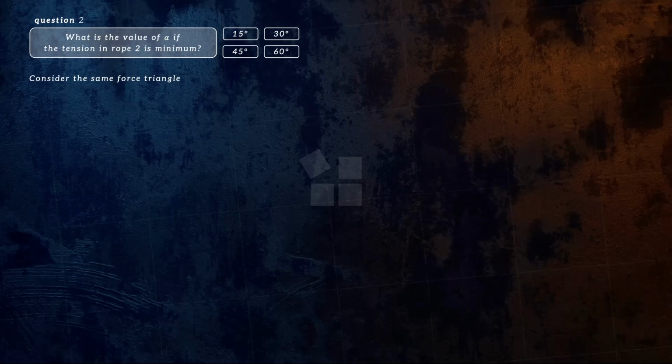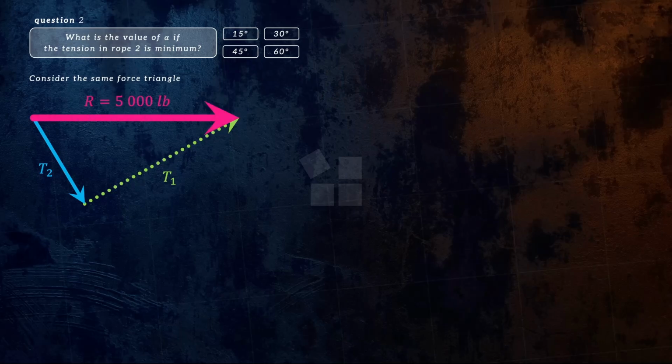Hence, the values for T2 and T1 will now change. But based on our situation and the given figure, whatever the values for these two tension forces are, their resultant will still be 5,000 pounds. And the angle of T1 from the resultant will still be 30 degrees. Now, the angle of T2 from the resultant will be set back to alpha.